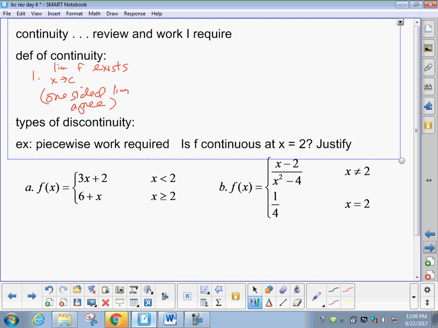What else? So far, I've left open the possibility that the left and right hand have to agree, but what possibility is still there? There's a hole. So the second part is that f at c must exist. Okay, that's great, but I still have a possible problem: f at c exists, but is that continuous? No. So the third thing is that the limits have to agree, the point has to be there, and they must be equal.